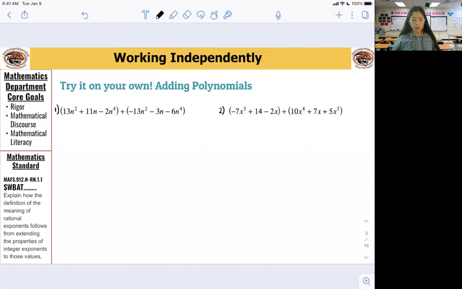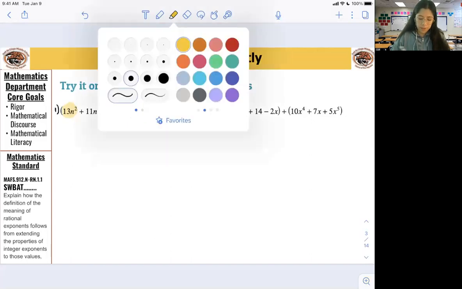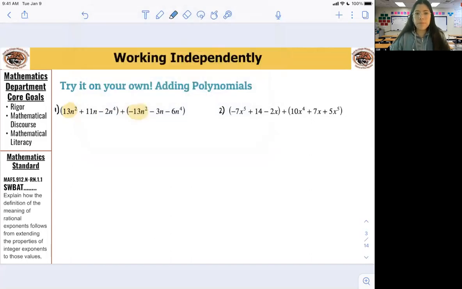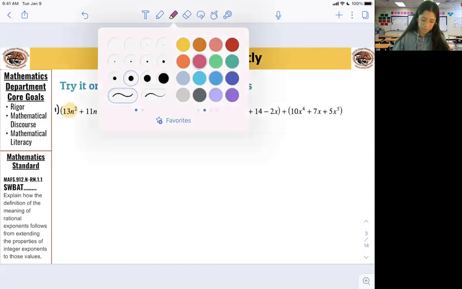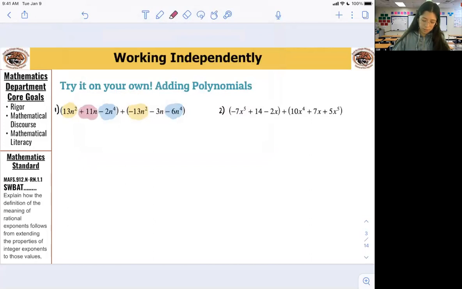Okay, so in the first one, somebody give me a pair of like terms. Both 13n squared. Good, so I have 13n to the power of 2, and then I have negative 13n to the power of 2. What else? 2n to the power of 4 and negative 6n to the power of 4. And then these as well.